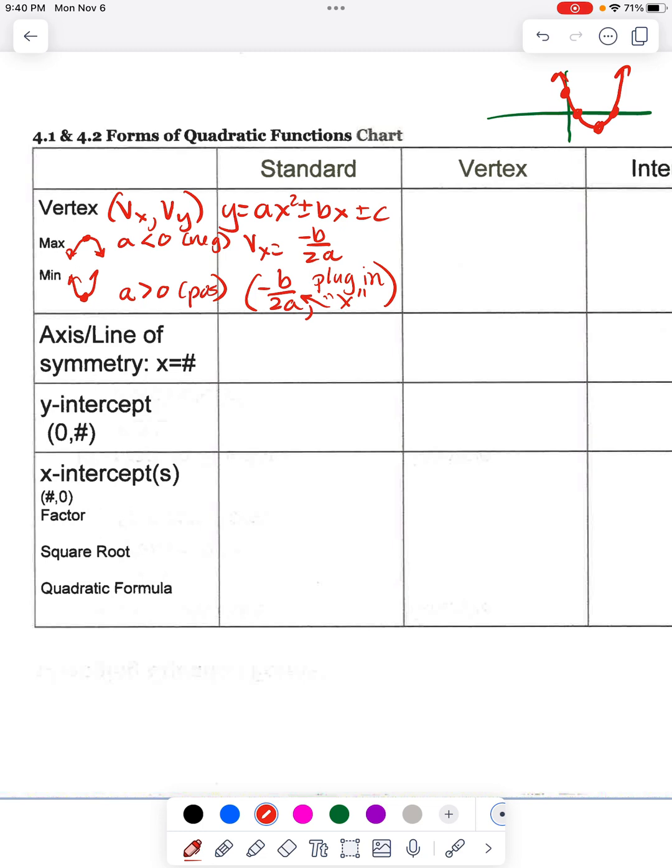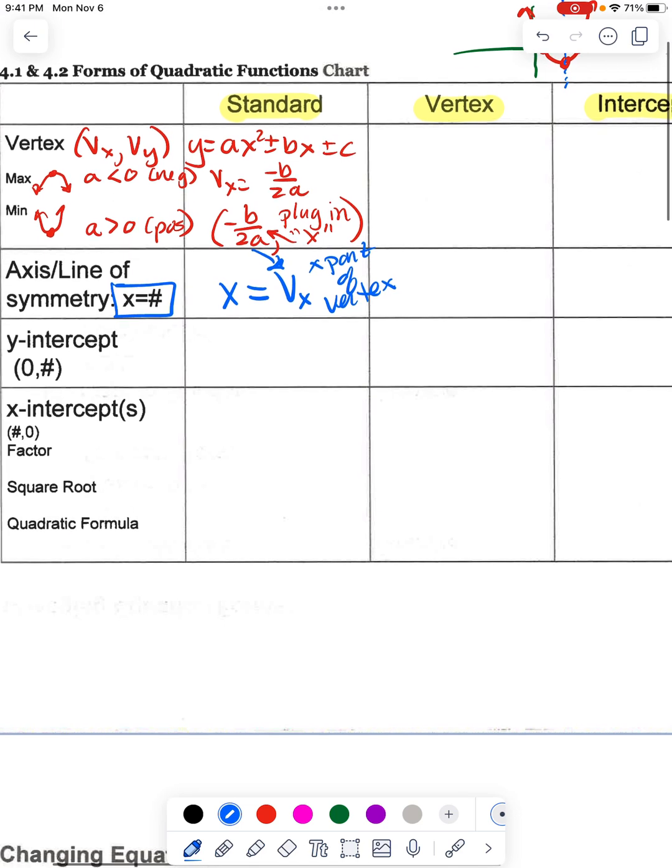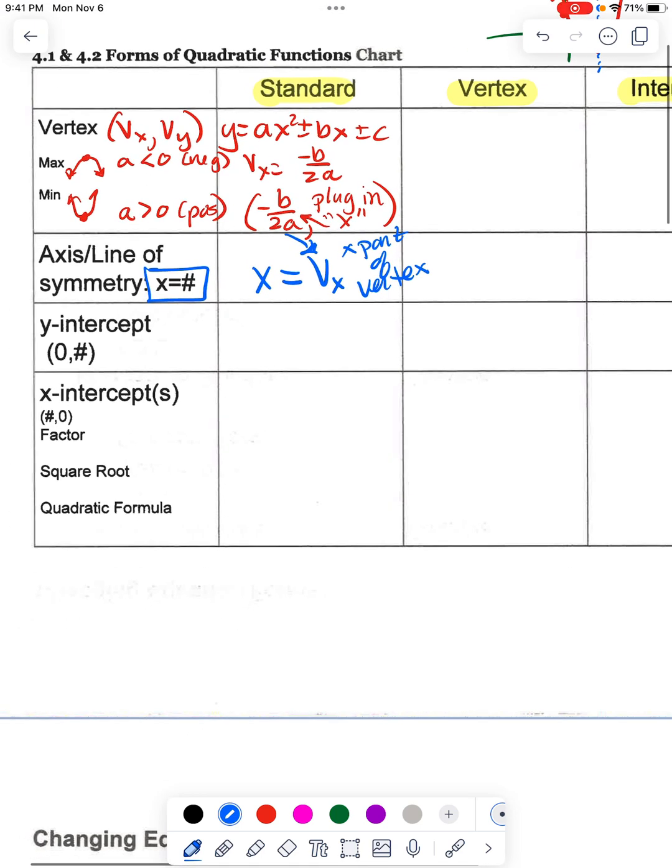It will kick out your y value. The axis or line of symmetry is the one that comes vertically down through the middle. Because it is a vertical line, remember to write it as x equals a number. It doesn't matter how you find the vertex in each kind of form, you're going to find it a different way. But once you have found that, your axis of symmetry is going to be x equals the x part of the vertex, written as a vertical line equation.